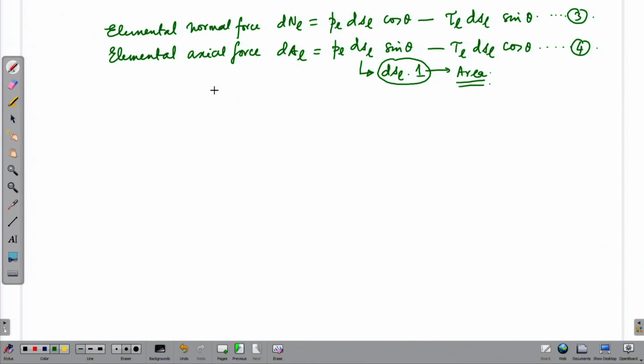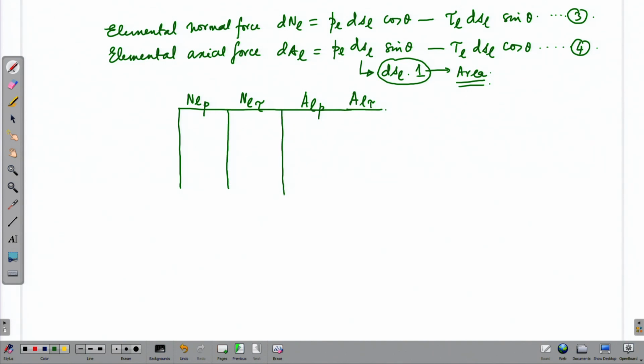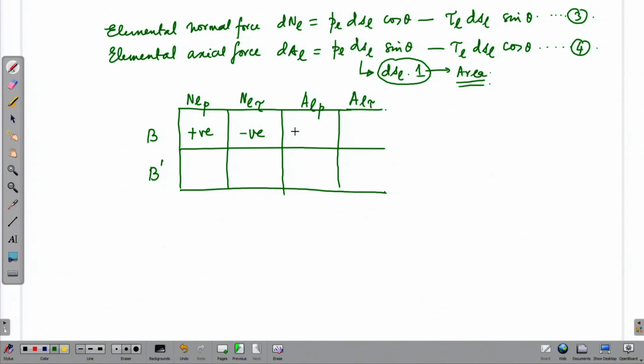And as you can understand, the sin theta cos theta terms, based on the sign convention, work appropriately when we look at the direction of theta, that means whether it is positive or negative. Let us form that table which we did for the upper surface here also. So, the normal force has two sources, pressure and tau, so does the axial force. I hope from the equations 3 and 4 you would be able to identify the components now. We mark the points B and B dash and we will find how the sign of these different components work out.